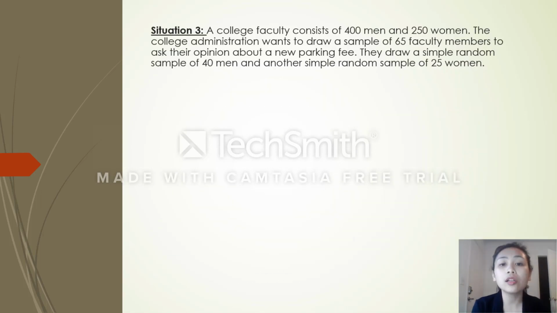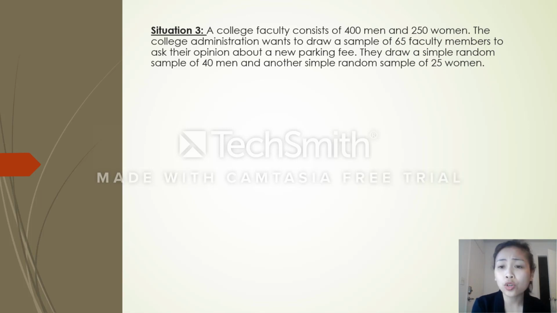Situation 3. A college faculty consists of 400 men and 250 women. The college administration wants to draw a sample of 65 faculty members to ask their opinion about a new parking fee. They draw a random sample of 40 men and another random sample of 25 women, and then combine them all together to make up a sample of 65. So this is another example of stratified sample because the opinions are different between men and women.